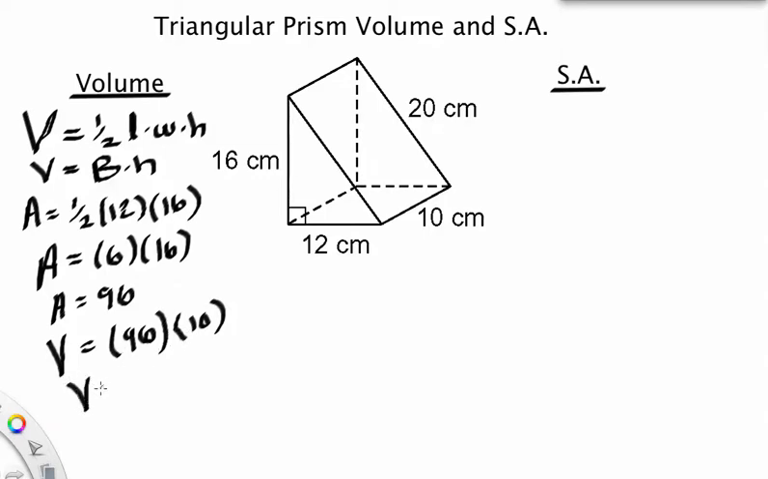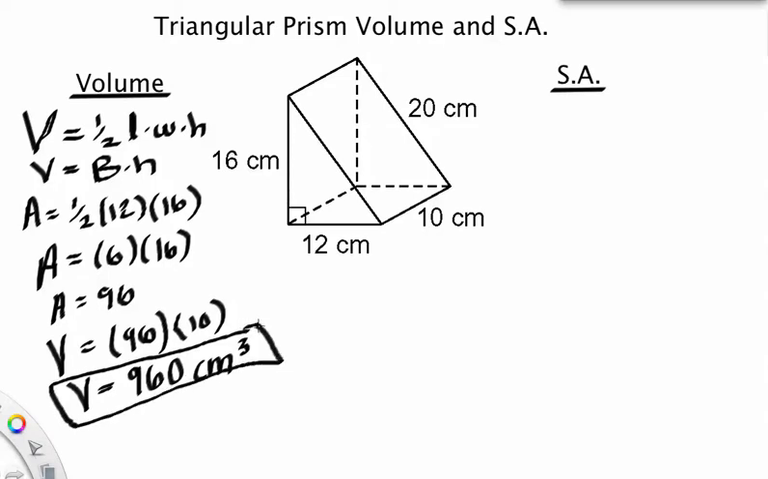So the volume of this right triangular prism is 960 centimeters cubed. Anytime we talk about volume, it's cubed. Anytime we talk about area, it's squared. So there's our volume for the triangular prism.